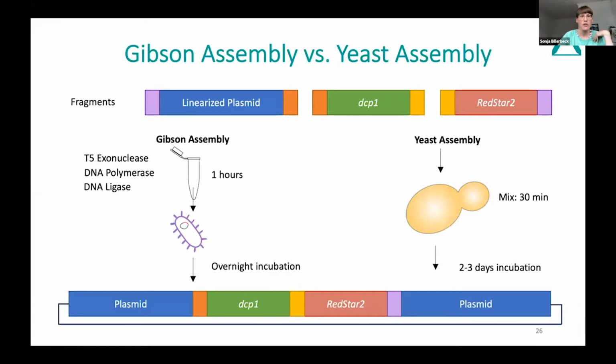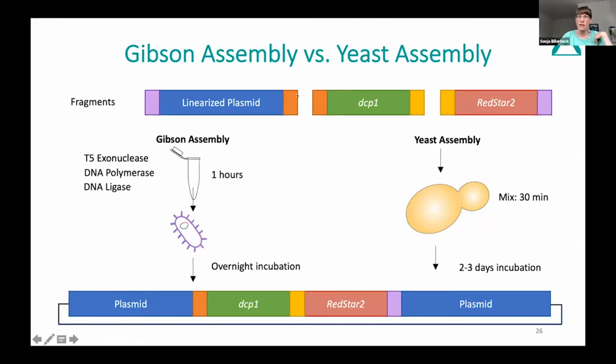So really to compare that in a graph, we use the same fragments, a linearized plasmid, and I'm just going to use the same example as Ian did before, our DCP1 gene and our RFP fusion to it. With Gibson assembly, you basically mix the fragments together, you mix the enzymes. This, let's say, takes you an hour. Then you transform it into E. coli, and after overnight incubation, you get colonies, which hopefully have your assembled plasmid.